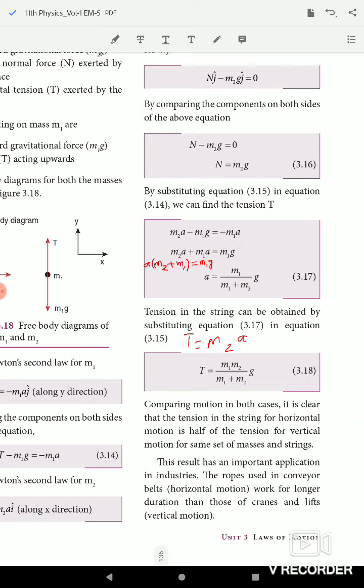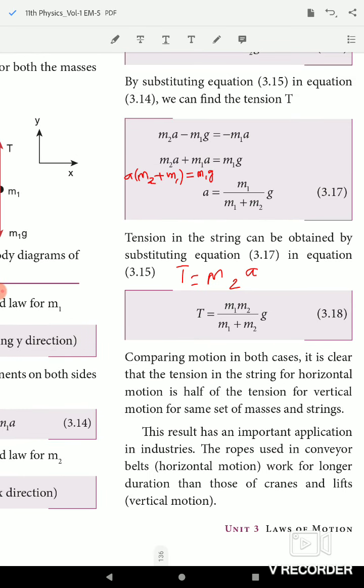You know, in Malampuzha Dam, the rope cars are working. That is, these principles are used in that case. In Palani also, you know that ropes are used in these applications. Okay, then for longer duration, those of cranes and lifts, vertical motions are used.